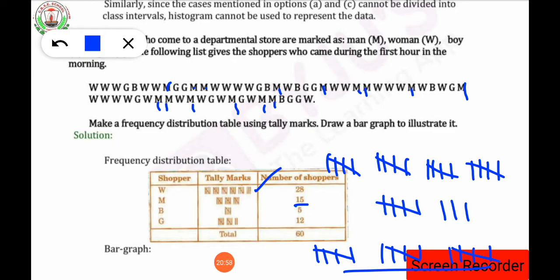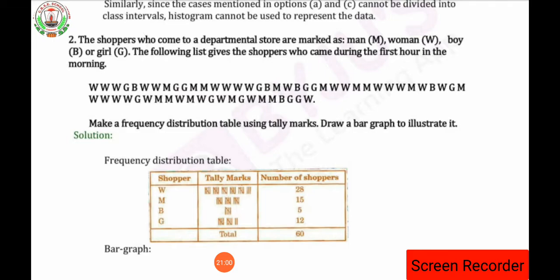In the same way, the number of boys, how many are there? Let's count the number of boys. How many? 1. Then again 2.